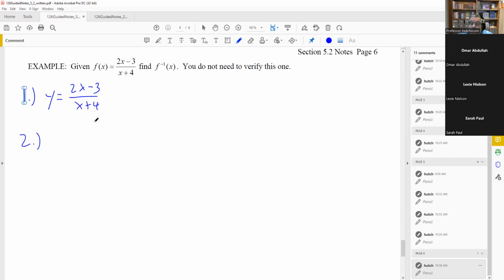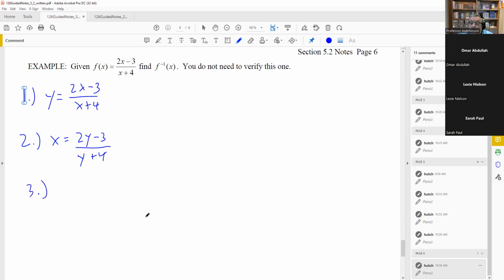And then step number 2 says that we have to switch the x and the y. Now there's only one y, it gets replaced with an x. Because there's two x's here, both of them get replaced with a y. So that's what makes this problem different from the ones before. We have more than one y value when we're done here. So we switch the x and the y, we got that.